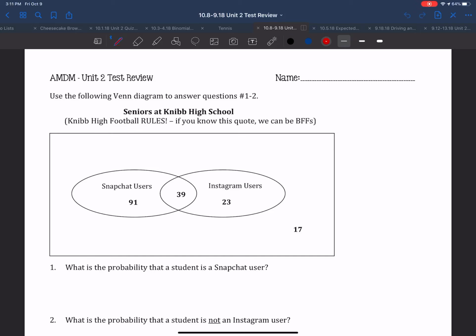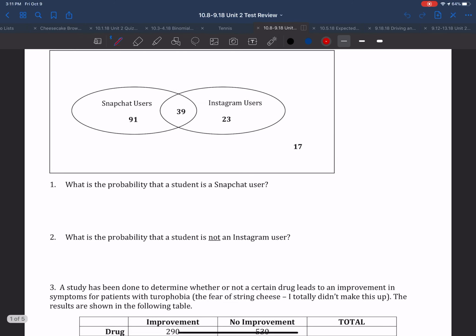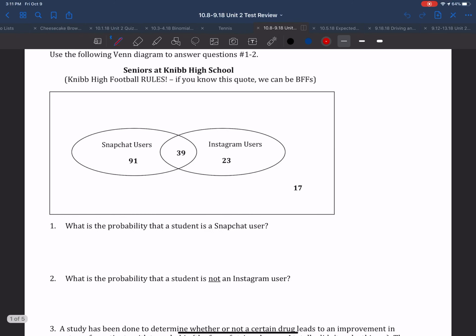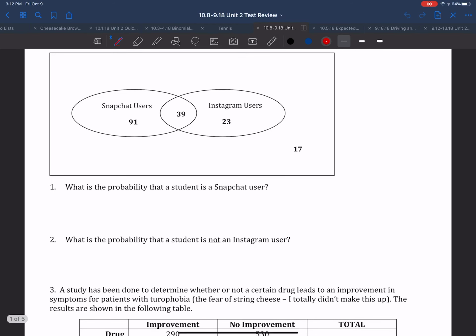Okay, in this video, we're going to be going over the test review. It says use the following Venn diagram to answer questions 1 and 2. We have a Venn diagram of seniors at Nib High School, looking at Snapchat users and Instagram users, and it asks, what is the probability that a student is a Snapchat user?